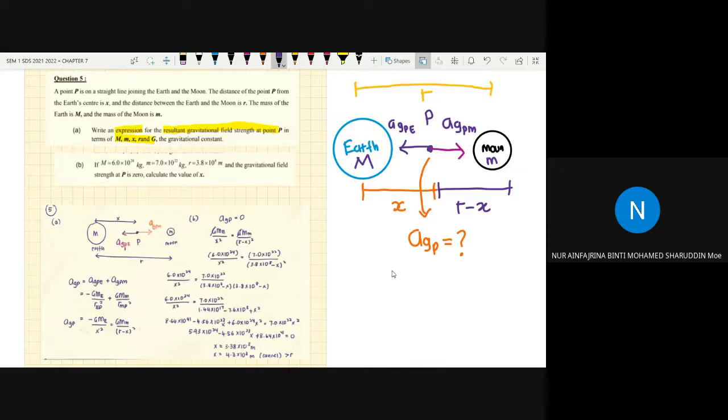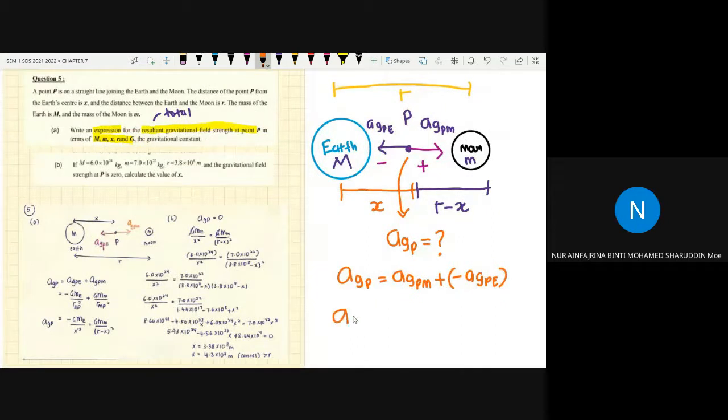Now kita tahu kalau dia nak resultant is total. So kalau dia nak total, kita dah tahu kita kena tambah. And we know if to the right dia adalah positive and if to the left dia adalah negative. Jadi awak akan dapat gravitational field strength at point P is g P Moon sebab dia positive tambah dengan negative g P Earth. Alright, so awak akan dapat macam ni je lah.